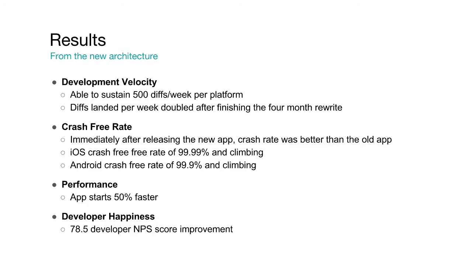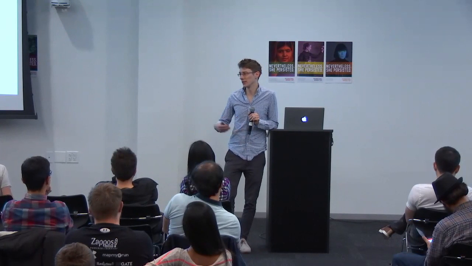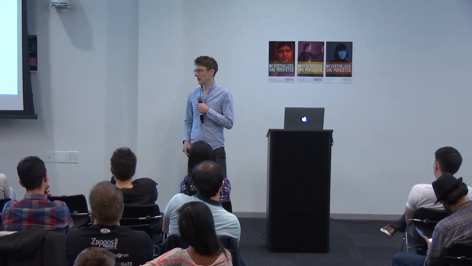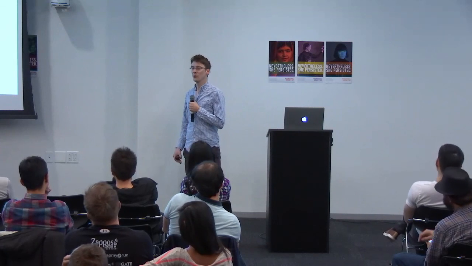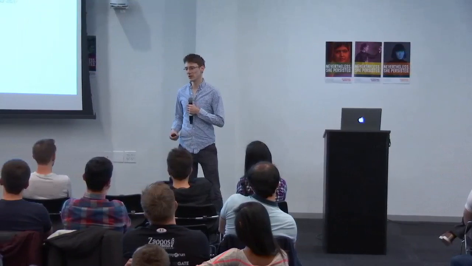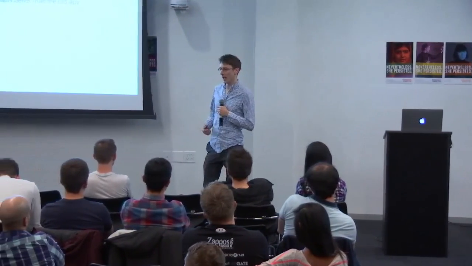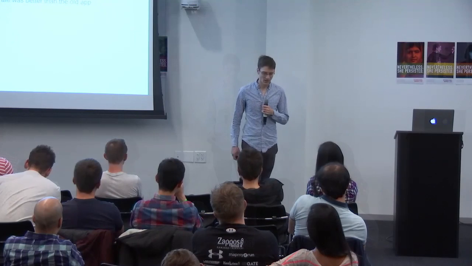But perhaps most interestingly is the NPS score change that we've gotten. For those of you unfamiliar with NPS, it's how likely are you to refer this thing, in our case architecture, to someone outside the company? So we asked engineers inside our company how likely they would be to refer the current architecture to people outside of the company. We asked this a year ago, and a few more times, and we're asking it now. The change has been 78.5 points.